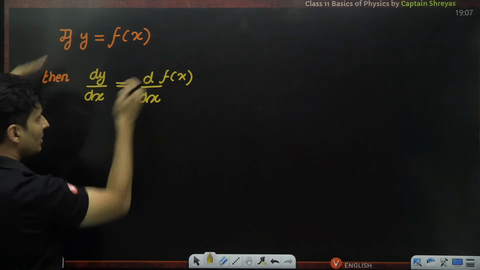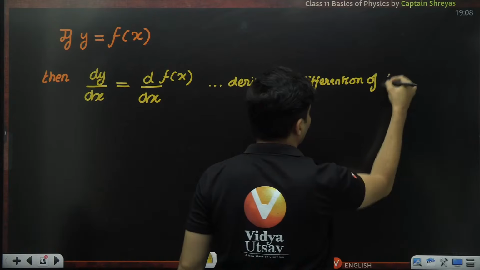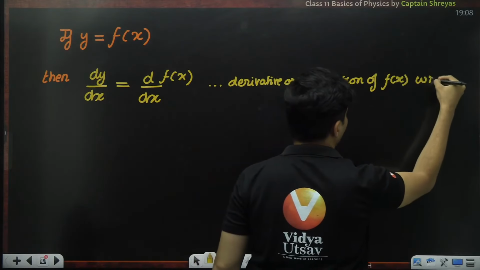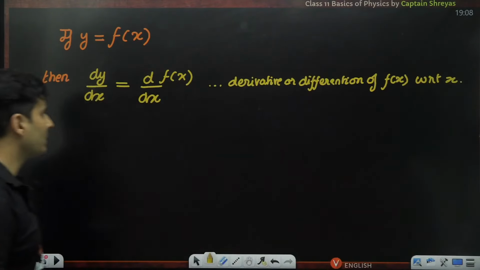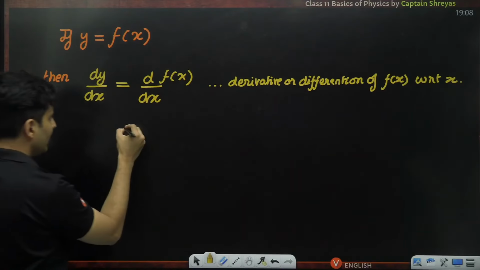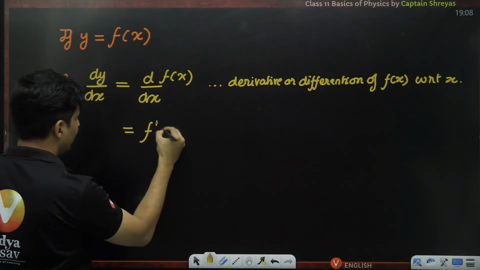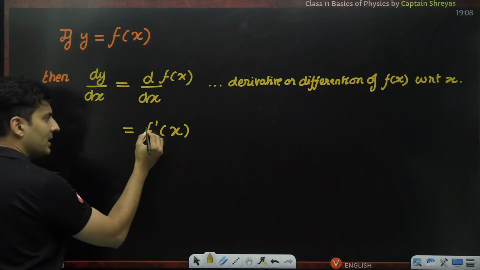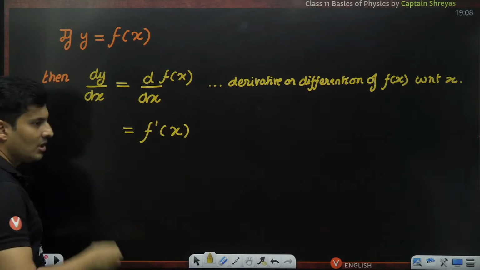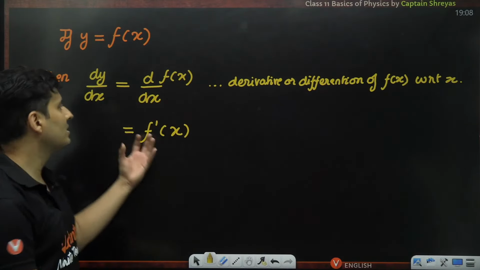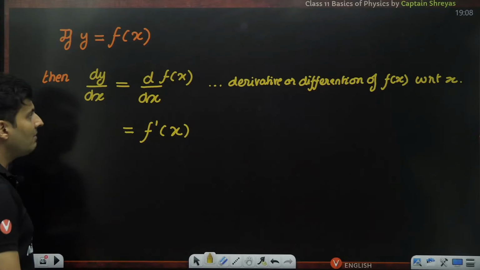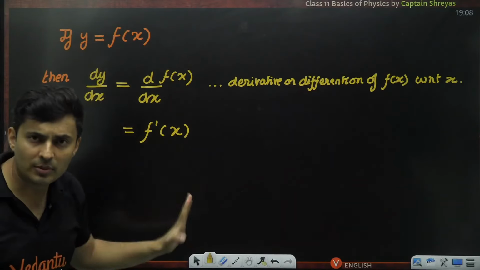So this is nothing but called the derivative or differentiation of that f of x with respect to x. Differentiation of f of x with respect to x can be represented as f dash of x. What is it represented as? F dash of x. That is basically the derivative of that function. That is dy by dx. This is for representation purposes only.